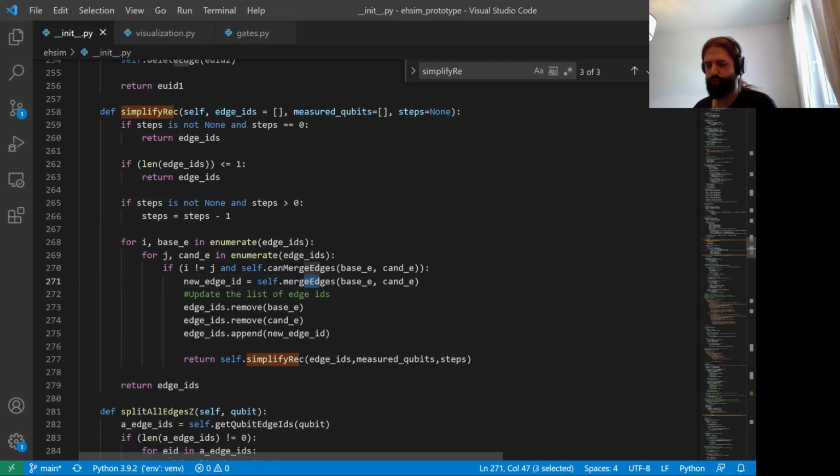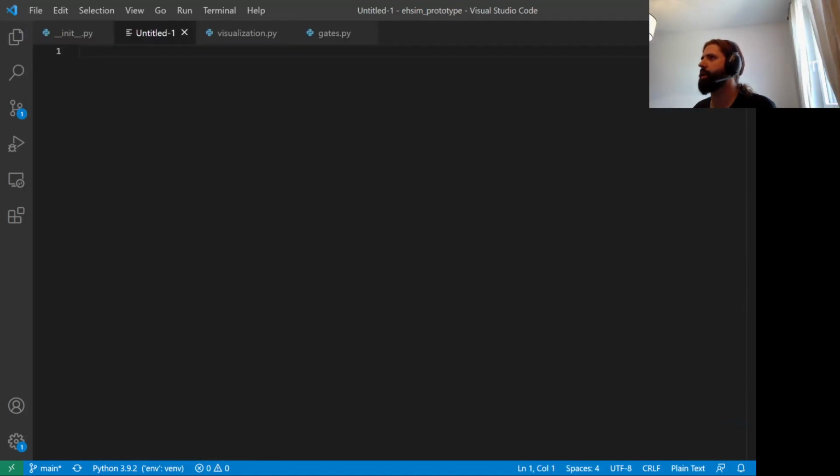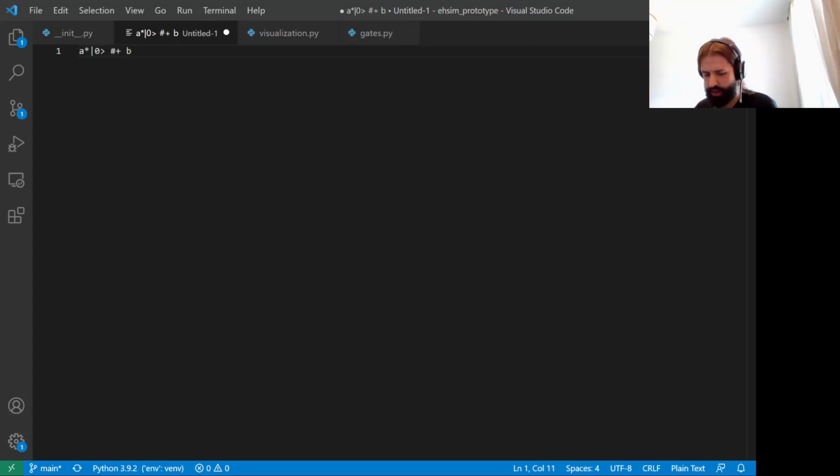merging, it's really an addition of the weights. It's not like anything fancy. God, that was so over-complicated. When I merge two edges, it's like saying I have the zero state, a times the zero state for some reason, plus b times the zero state, right?